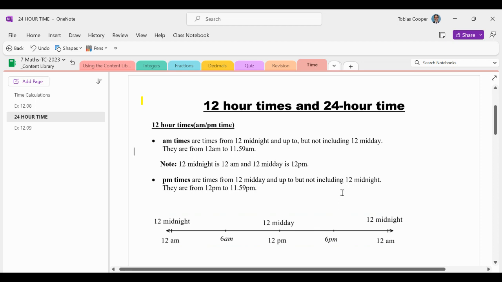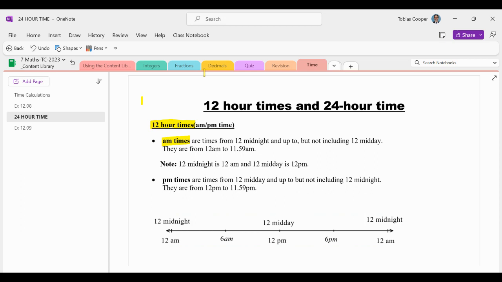Okay, so we're looking at 24-hour time and 12-hour time conversions today. So first we'll look at 12-hour times. Now 12-hour times are what we call AM and PM times. Now what are AM times? AM times are times from 12 midnight and up to but not including 12 midday.